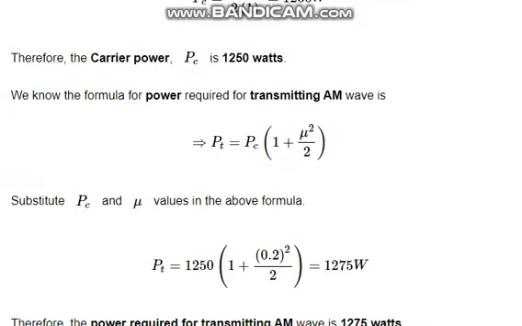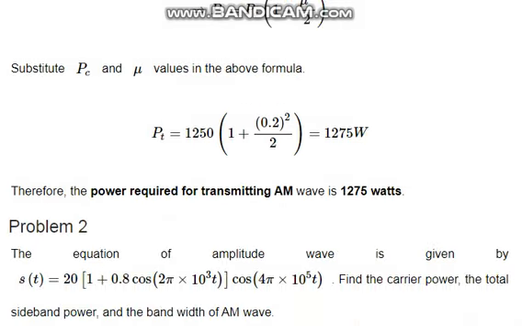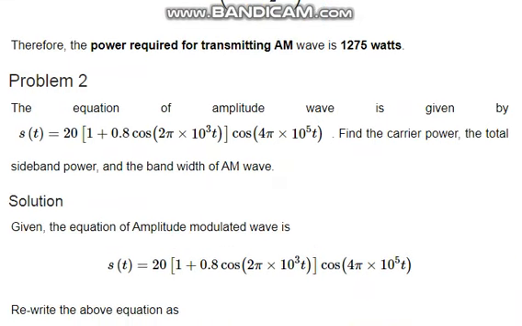Now if we want to find the power required for transmitting the AM wave, the formula is Pt, that means the transmitted power, equal to the carrier power times (1 + mu squared by 2). Substituting Pc and mu, that means the modulation index, we get the transmitted power as 1275 watts. So the power required for transmitting the AM wave is 1275 watts.